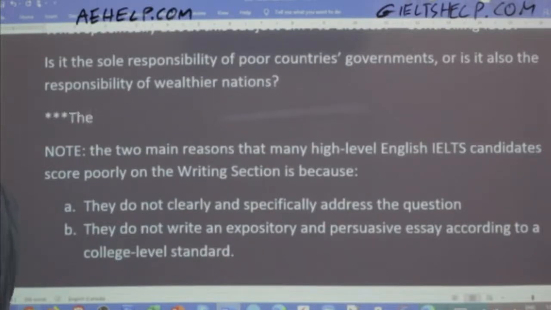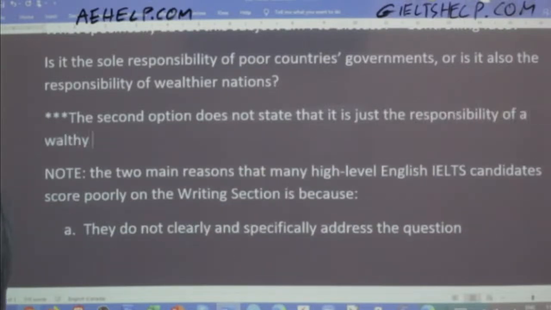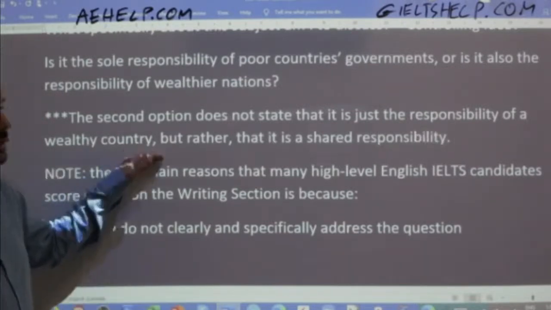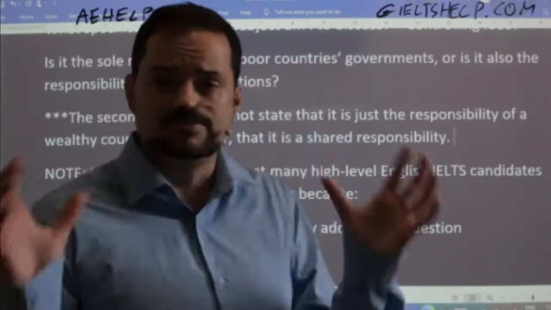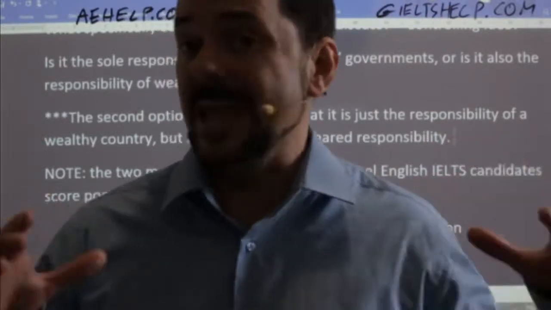So the second option does not state that it is just the responsibility of a wealthy country, but rather that it is a shared responsibility. Okay, does everybody get that? So everybody sees that clearly, that option A is the poor country is completely responsible for itself. No external or outside intervention or aid is required.